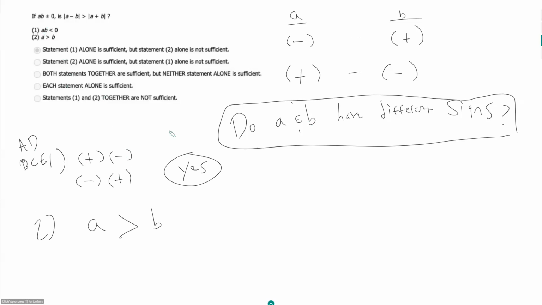Statement 2, A is greater than B. So there are a couple ways this is possible. A can just be any positive number, whereas B is a negative number. So in this case, they do have different signs. Or what else is possible? Oh, you could have both of them positive, but A is more positive than B. And this would be no, they don't have different signs. So because we can get a yes and a no, this one is insufficient. So the first one was sufficient. Statement 2 is insufficient. A is our answer.